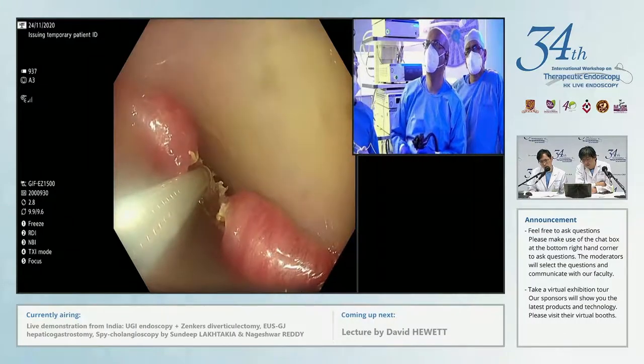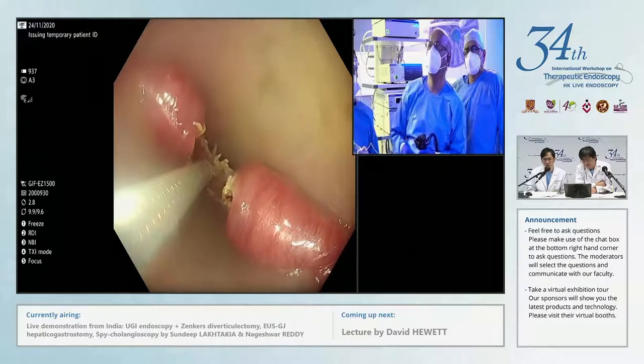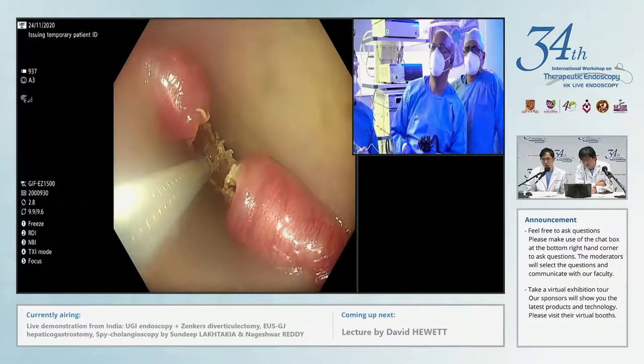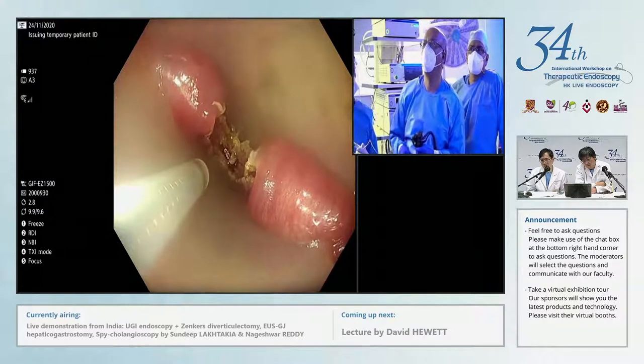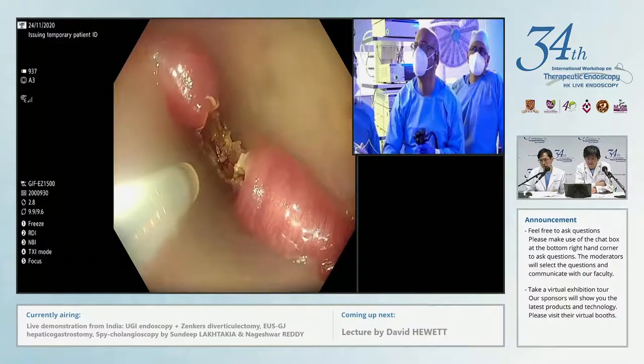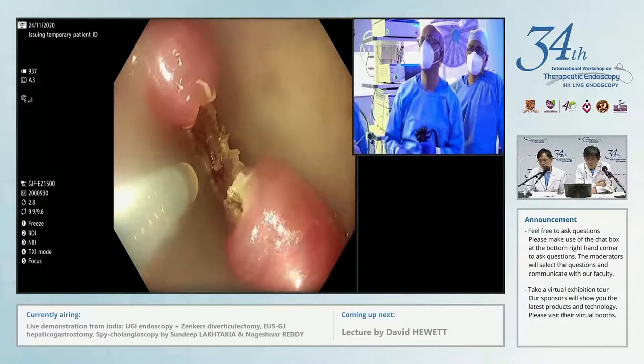Okay. So Raymond, you're happy with this? Yes, yeah, looking good. Now, the appearance of the ridge looks very vascular, but we're surprised that there's actually no bleeding at all. So yeah, there's absolutely no bleeding.